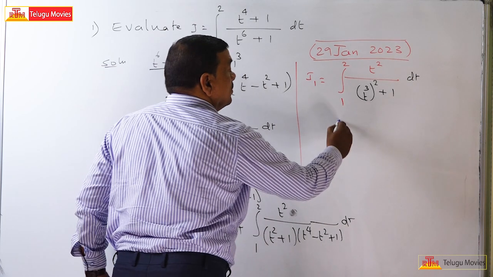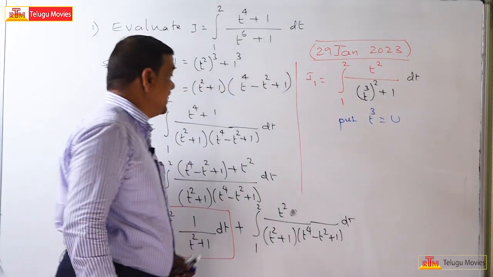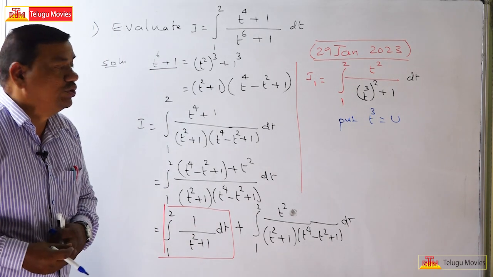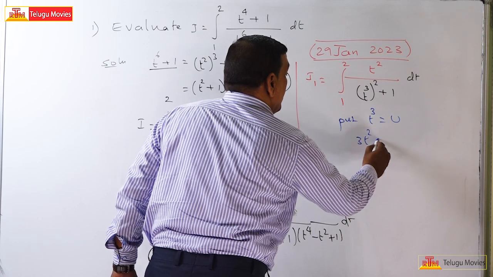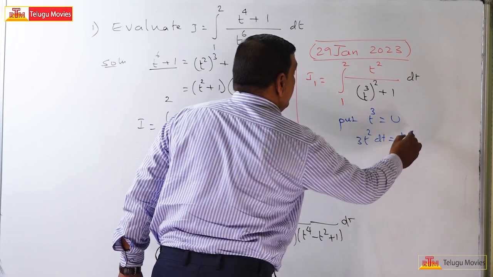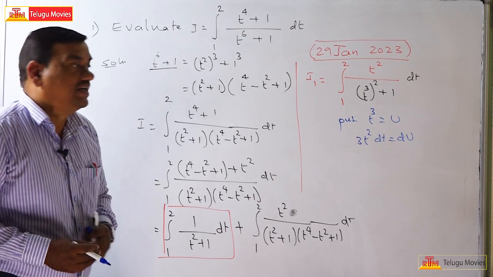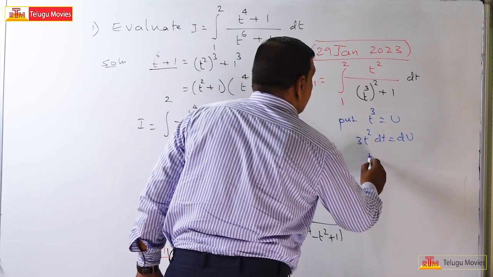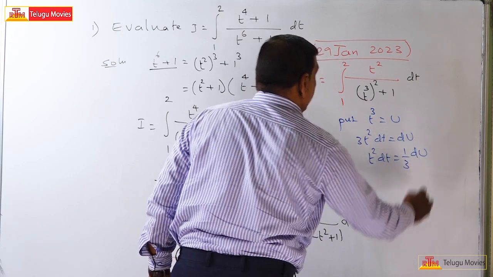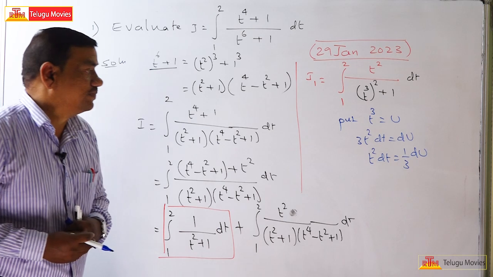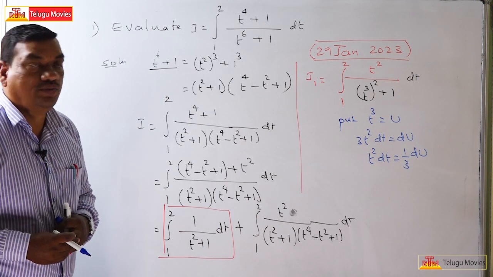Put t cube equal to some u. So this becomes 3t square dt is equal to du. So t square dt is equal to 1 by 3 du. Okay.